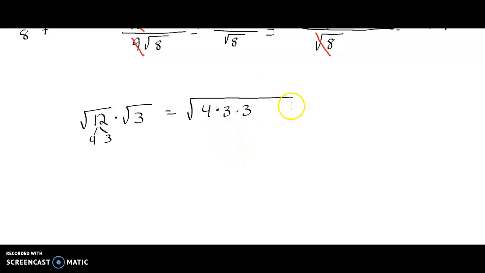I can take this one step further and write it as 2 times 2, which will give me my 4, times 3 times 3. I now can pull out a 2 and a 3, so that will give me 2 times 3, or 6, will be my simplified radical for this.